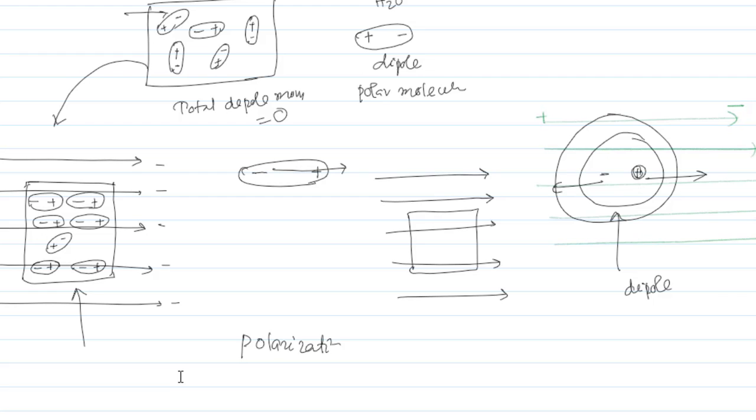This process is known as polarization. Polarization means that because of the electric field, the material is getting polarized. Polarized means what? The center of the negative charge and the center of the positive charge are getting separated. So the material is getting polarized.